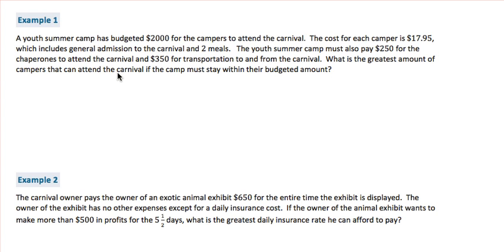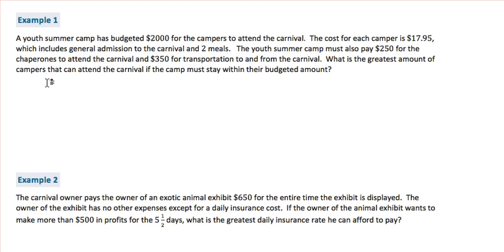So example 1, the youth summer camp has budgeted $2,000 for the campers to attend the carnival. The cost for each camper is $17.95, which includes the general admission to the carnival and 2 meals. The youth summer camp must also pay $250 for the chaperones to attend the carnival and $350 for transportation to and from the carnival. So we're asking, what is the greatest amount of campers that can attend the carnival if the camp must stay within their budgeted amount?